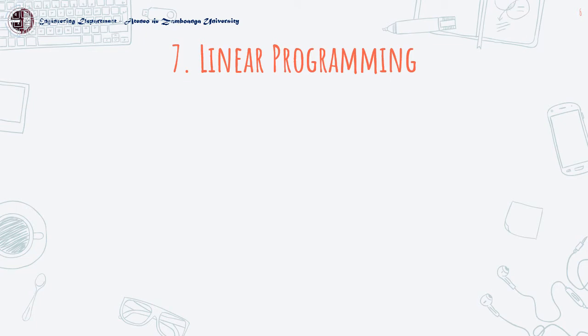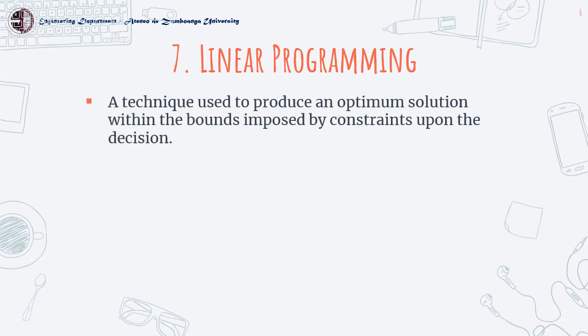Next is linear programming. It's a quantitative technique that is used to produce an optimum solution within the bounds imposed by constraints upon the decision. So linear programming is very useful as a decision making tool when supply and demand limitations at manufacturing plants, warehouses, or market areas are constraints upon the system.